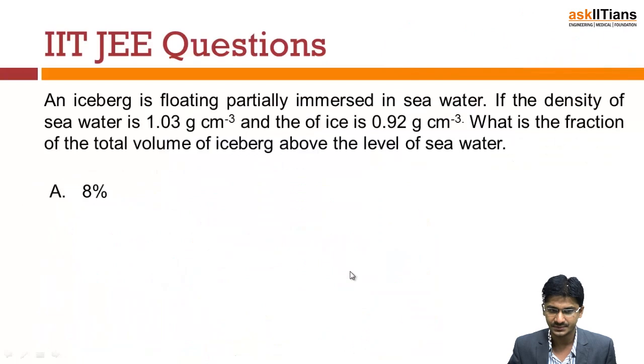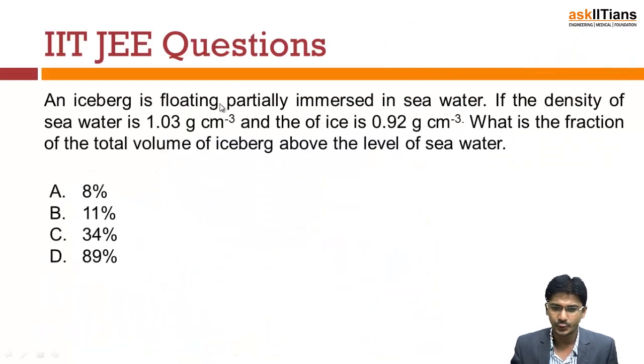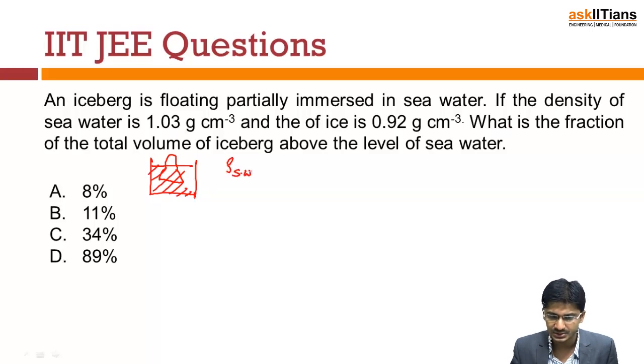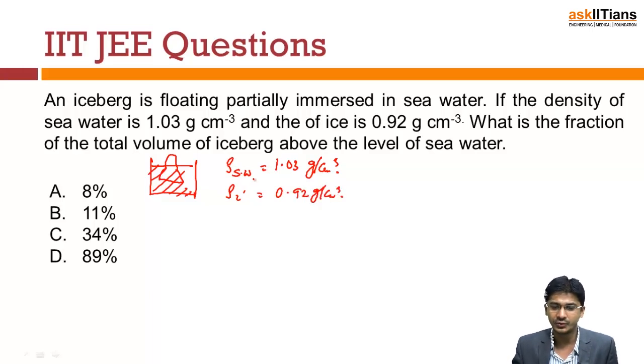Let's move to the next question. An iceberg is floating partially immersed in seawater. Okay, so let's suppose this is an iceberg, it's partially immersed up to this. If the density of seawater is 1.03 gram per centimeter cube, and of the ice it's 0.92 gram per centimeter cube, what is the fraction of the total volume of iceberg above the level of seawater?